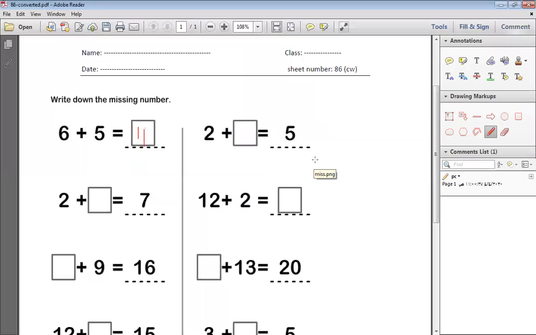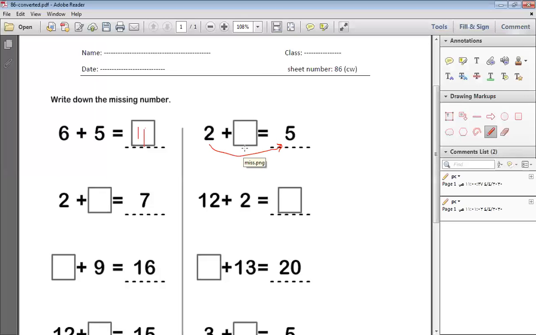I told you that when I have a missing number, if he is asking about the number in the middle or at the beginning in the addition, I will start counting from the smaller number to the bigger number, and then see how many fingers I count with and then put it here.